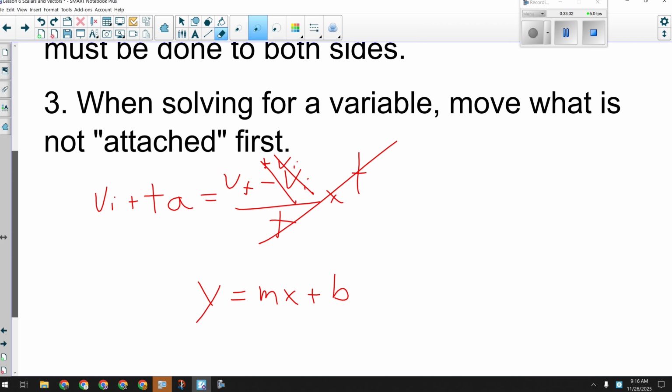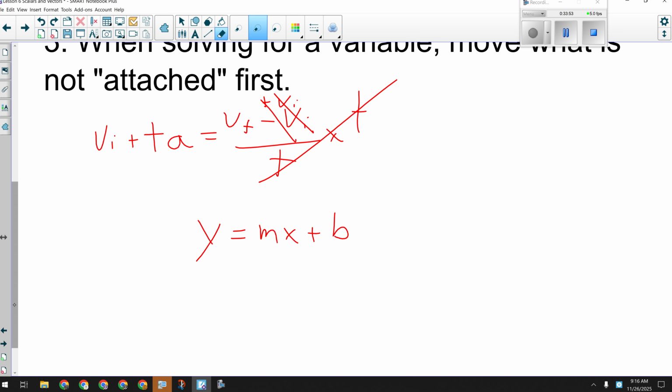Think order of operations. If you're ever having trouble figuring out what's not attached, okay, think about what would I do first in terms of order of operations. I would have to multiply these two numbers before I added b, right? You do multiplication and division before addition and subtraction. Okay, so I want to move b. Right now I'm adding b. What's the opposite of add? Subtract. Okay, so I'm going to subtract b from both sides. So what I'll have is y minus b equals m times x. Okay, I still want to get m by itself. Right now I'm multiplying by x. What's the opposite of multiply?